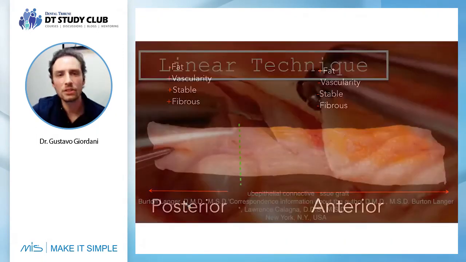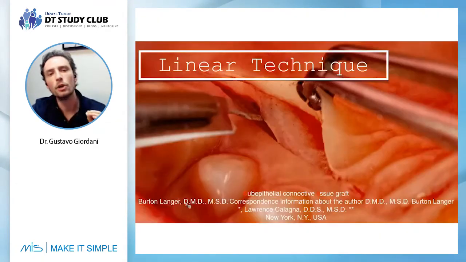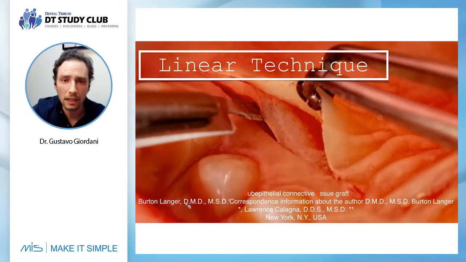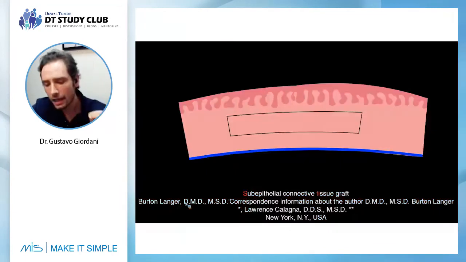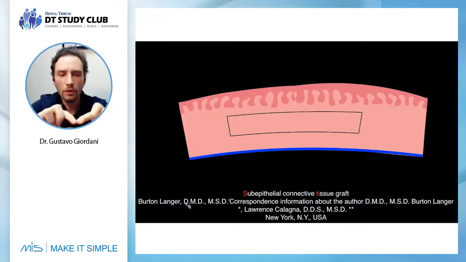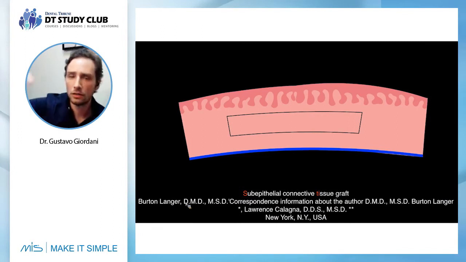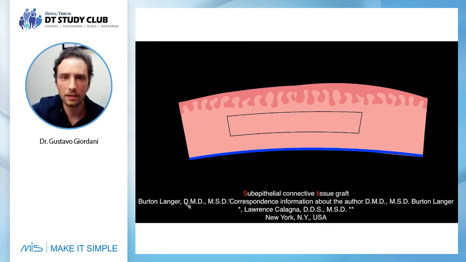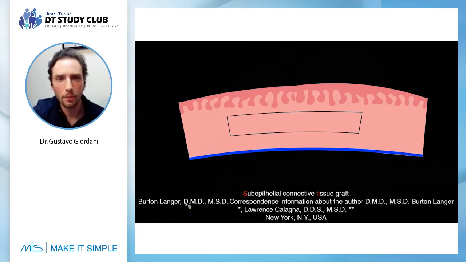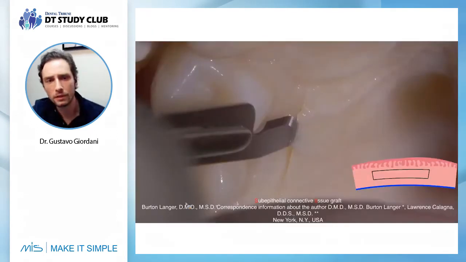So let's understand the techniques. Let's talk a little bit about the linear technique, a very common technique described in the literature. It's the technique where you remove the medium part of the palate, not the superficial, not the posterior part of the palate, not the part of the palate that is close to the bone. You remove the medium part of your palate. This is a technique very common in the literature.